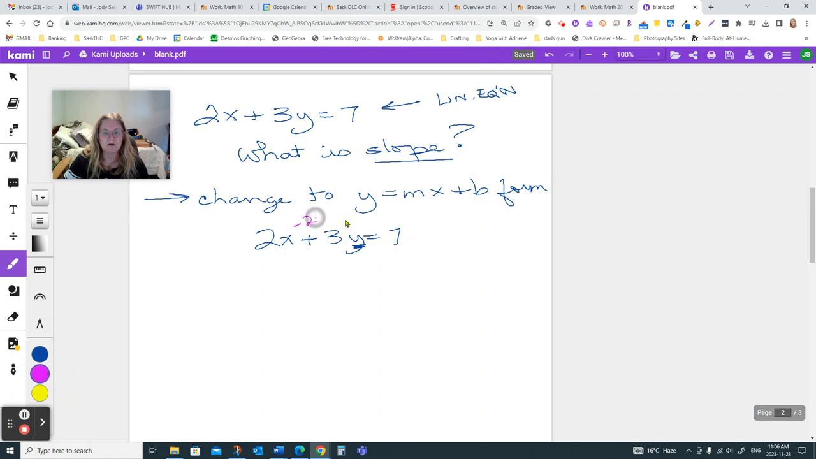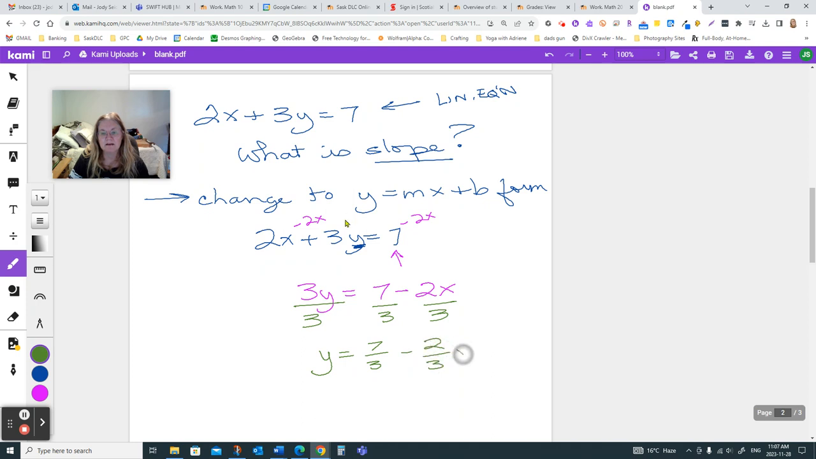I'm going to subtract 2x from both sides. Notice this 7 does not have an x, so I can't just do the math there. I'm going to have 3y = 7 - 2x. They are not like terms. I can't put them together. Y isn't by itself quite yet. I'm going to divide by 3. Anything I do to one side, I have to do to everything on the other side. So y equals, now I'm going to have 7/3 minus 2/3 x.